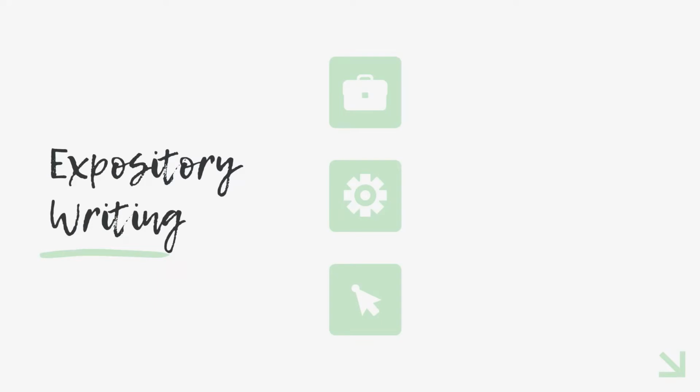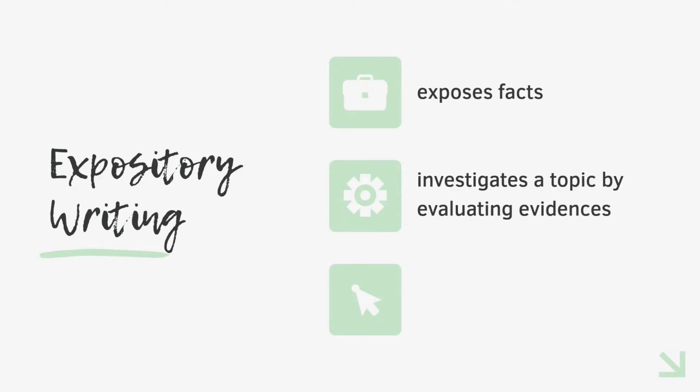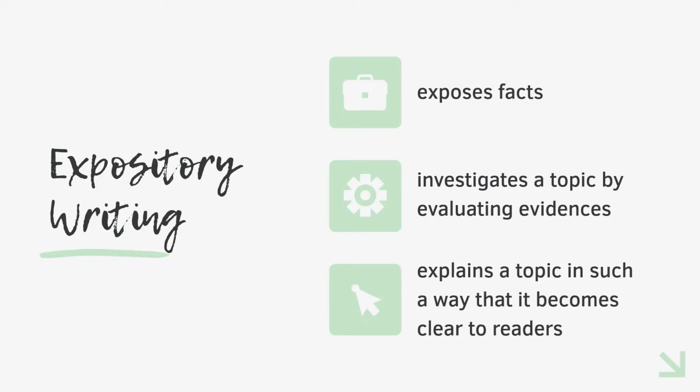What is expository writing? Expository writing, or what we also call informational writing, is used when writing an essay that explains and educates the readers. It exposes facts, investigates a topic by evaluating evidences, and also explains a topic in such a way that it becomes clear to the readers.